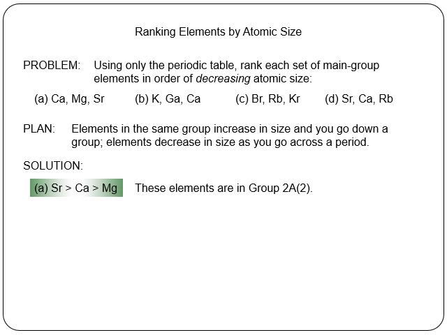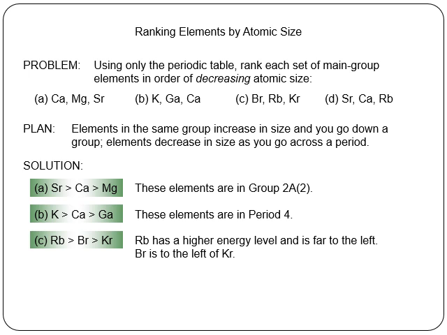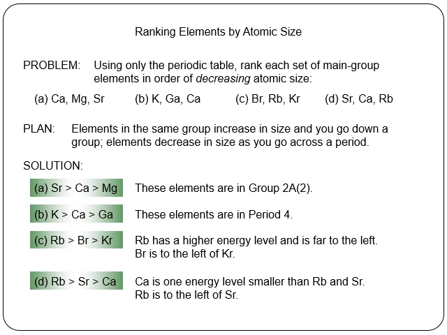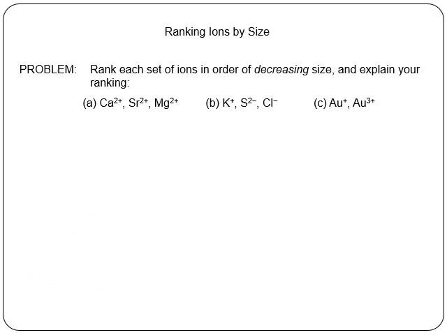How about the next set? Calcium is much larger than Ga. This is in group 4. And then C, that's the answer. And then D.